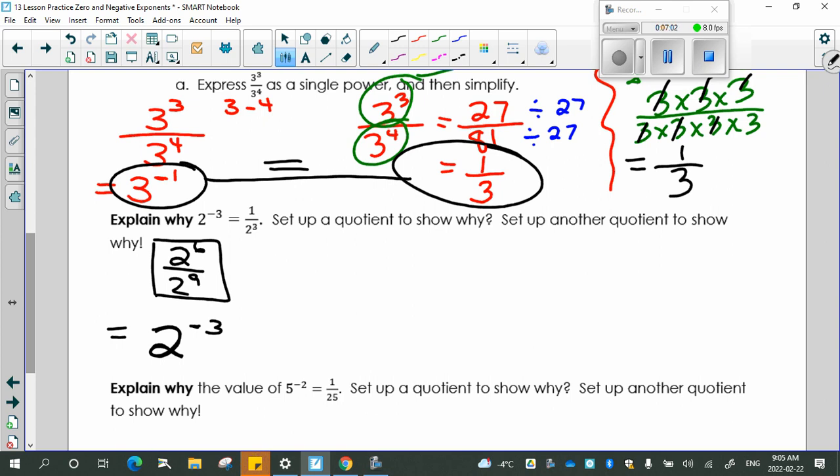And then another one that would also work. She did 2 to the 6 over 2 to the 9. So pick 2 numbers that are 3 apart. Put the smaller exponent on the top and the bigger exponent on the bottom. And think of 2 others that'll work.